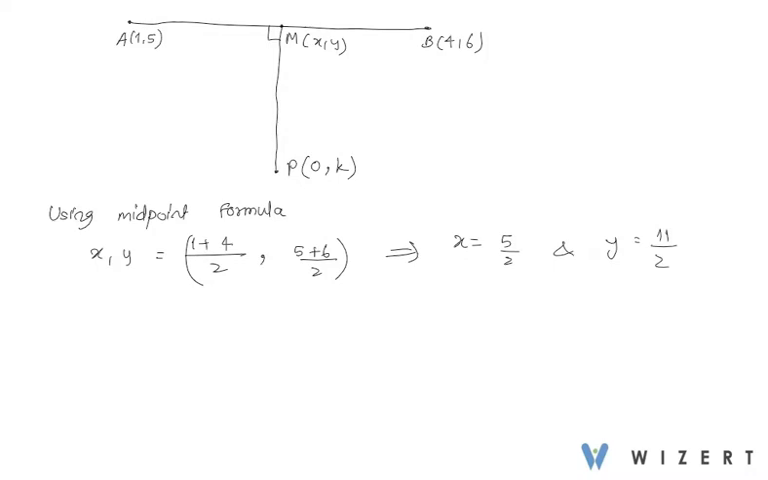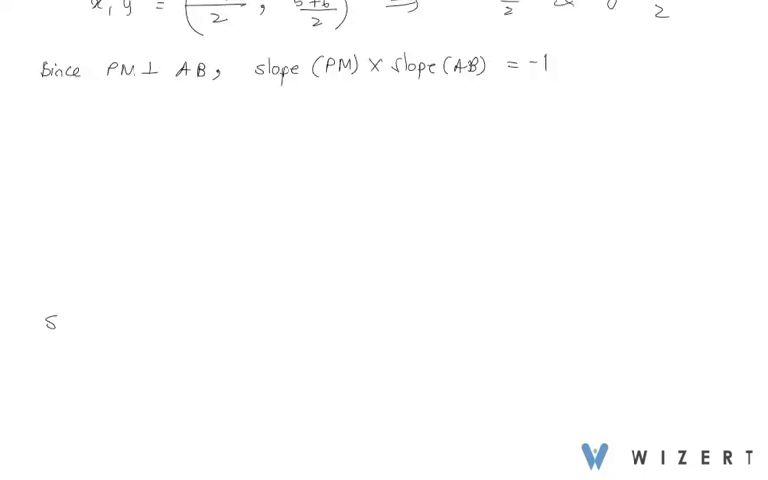Now in order for this PM to be perpendicular to AB, since PM is perpendicular to AB, the slope of PM when multiplied to the slope of AB should give -1, because slopes of perpendicular lines when multiplied give -1.